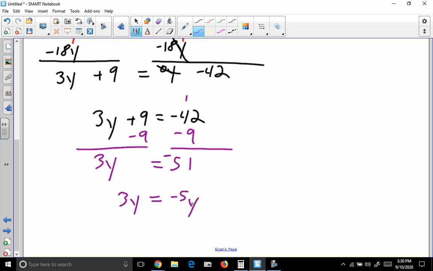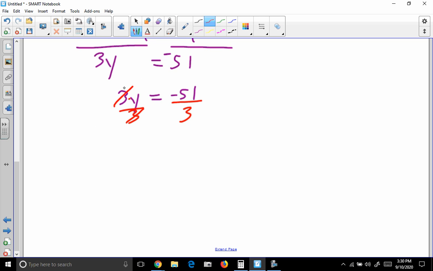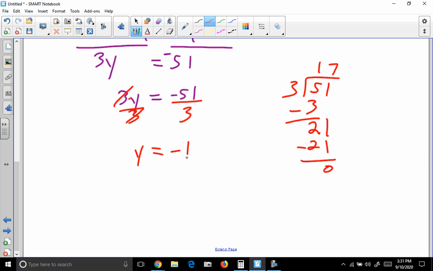And now to get y by itself, the opposite of multiplying is to divide. That should be 51 here, not 5y. So the 3's cancel. 3 over 3 is 1, y. And then a negative divided by a positive is negative. And then do 51 divided by 3. So 3 goes into 5 once. 1 times 3. 5 minus 3 is 2. Bring down your 1. 3 goes into 21 7 times. So 17.